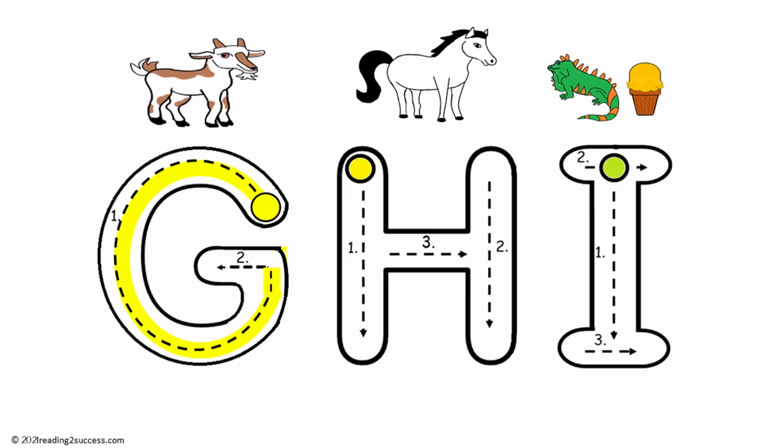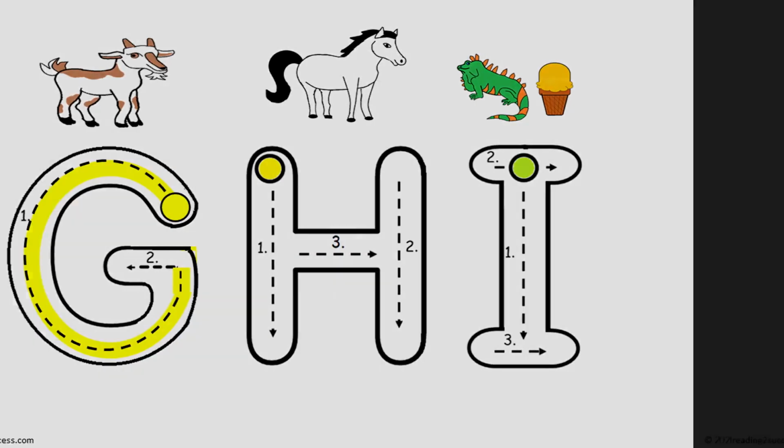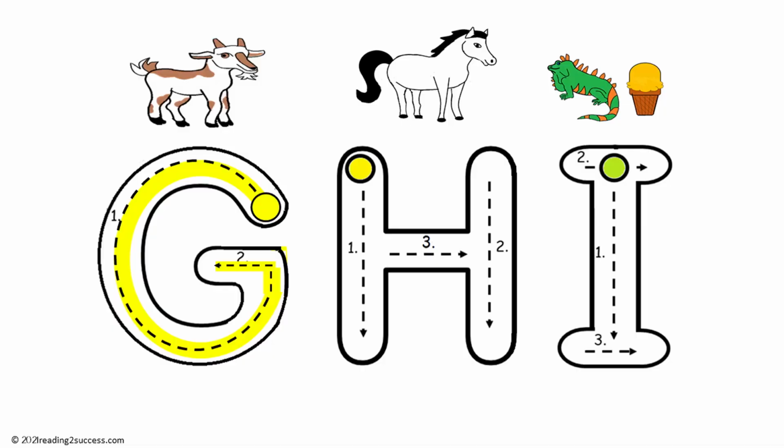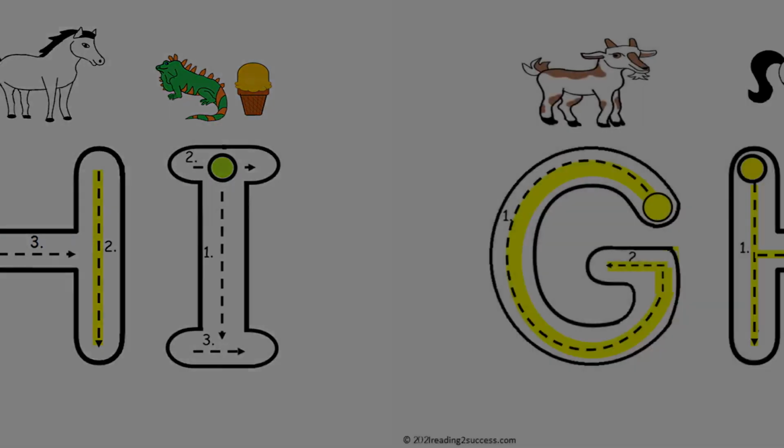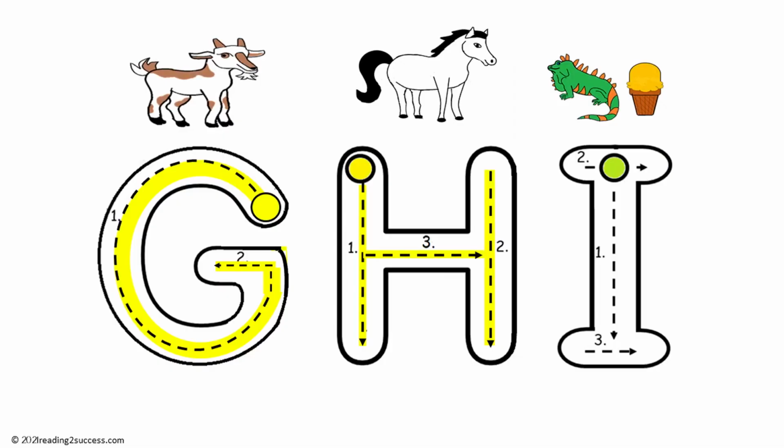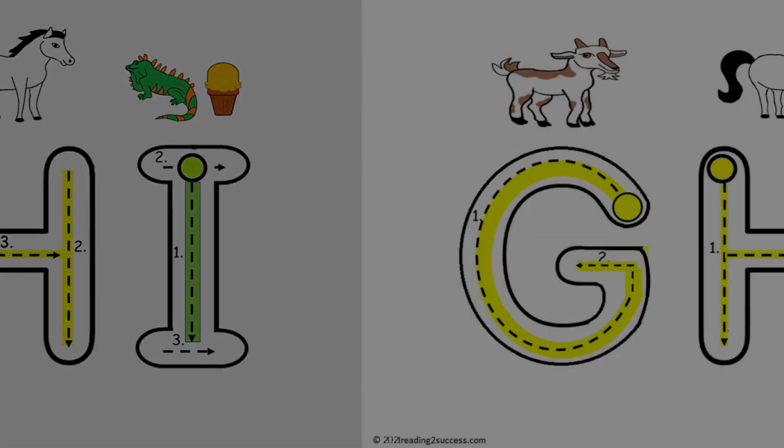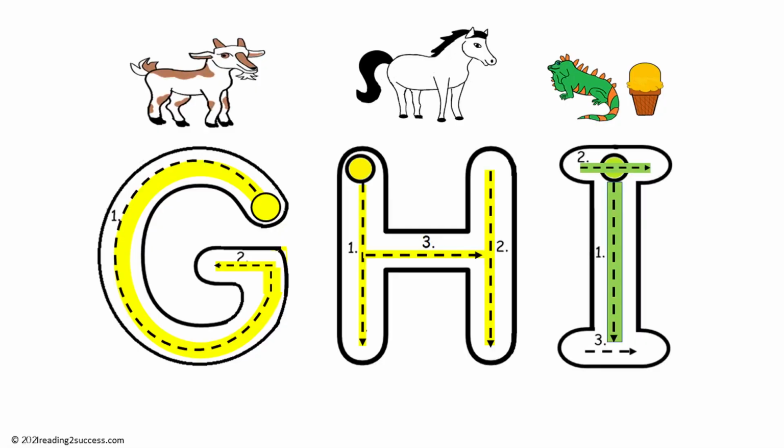The letter G has 2 parts, 1 and 2. The letter H has 3 parts, 1, 2, and 3. The letter I has 3 parts, 1, 2, and 3.